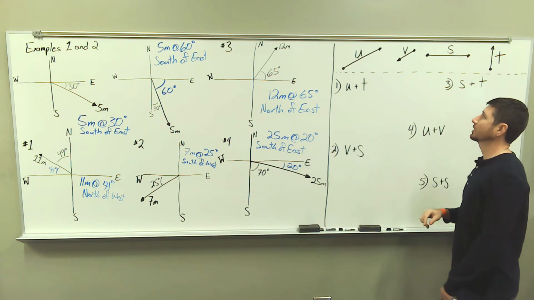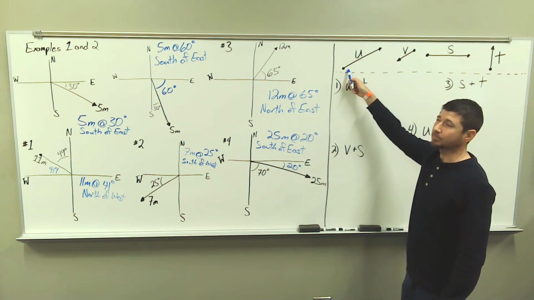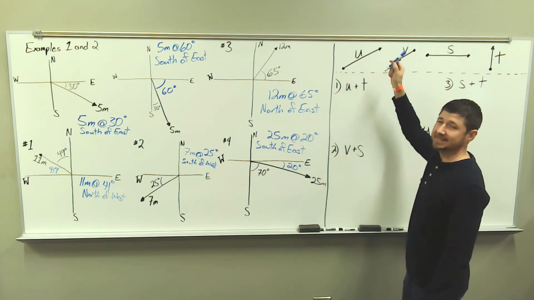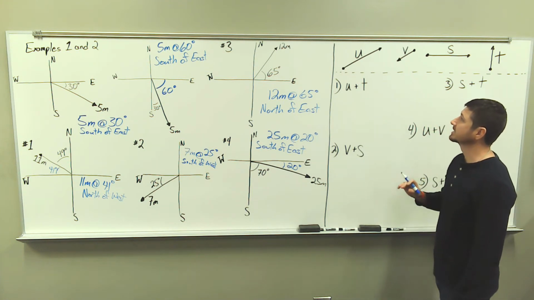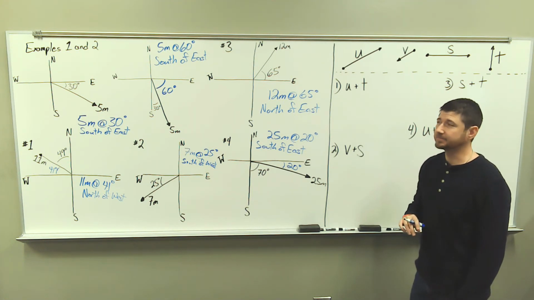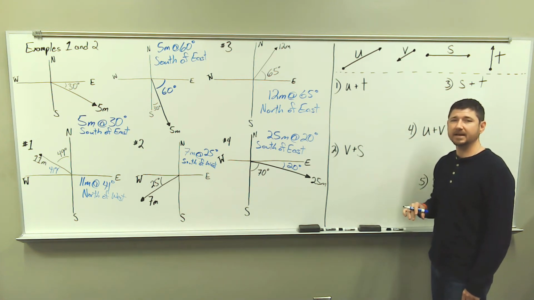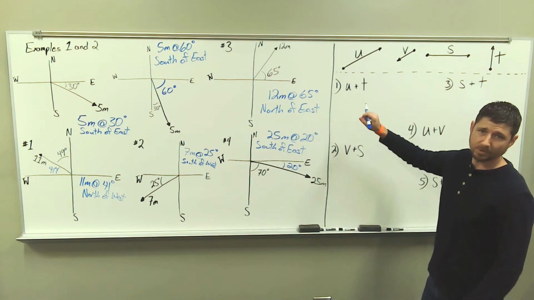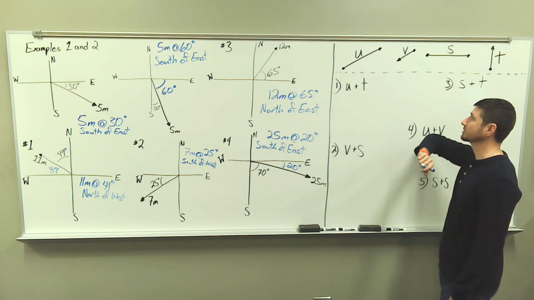What I want to remind you about the vector is the tail right here is the starting point of the vector, and the head is the end point of the vector. Since we're using the head-to-tail method, we're going to place the tail of the second vector directly on the head of the first vector. And so in number 1, we have vector u plus vector t.